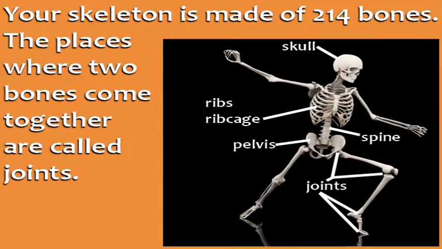Your skeleton is made of 214 bones. The places where 2 bones come together are called joints. For example, your knees, elbows, wrists, ankles, shoulders, etc. Here are some of the most common parts of the skeleton: skull, ribs or rib cage, pelvis, spine.